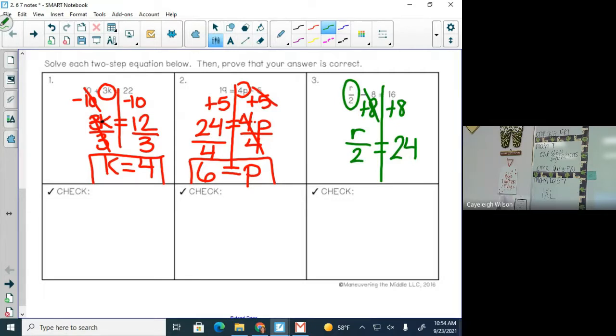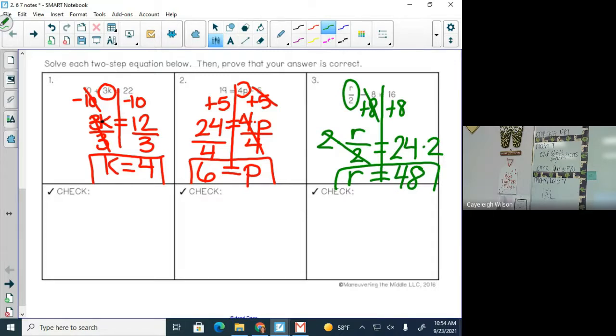All right, step 2 says that you're going to undo the multiplication or division with the inverse. So Fuller, what am I going to do now? Multiply by 2, because this is r divided by 2. So the opposite of dividing by 2 is multiplying by 2. So I'm going to multiply both sides by 2. So 2 divided by 2 cancel out because they're opposite. So I get left with r equals. And then 24 times 2 is 48.